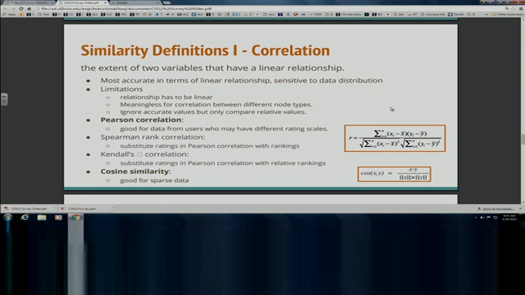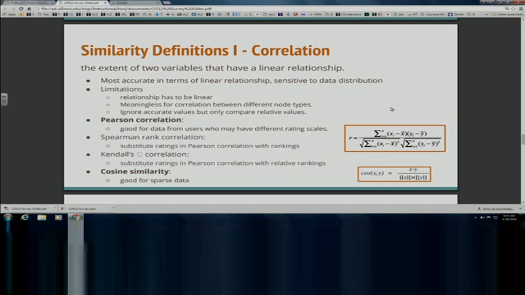It cannot really be compared across different features. The third approach ignores the accurate values and only compares the relative values, for example, the Pearson correlation. We can see the equation on the right side.